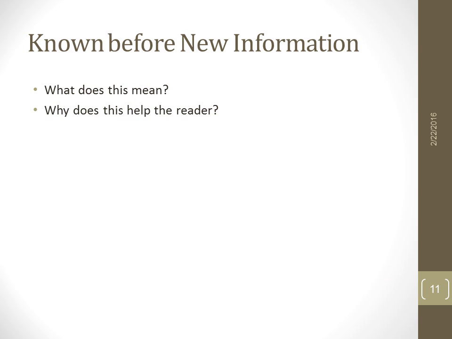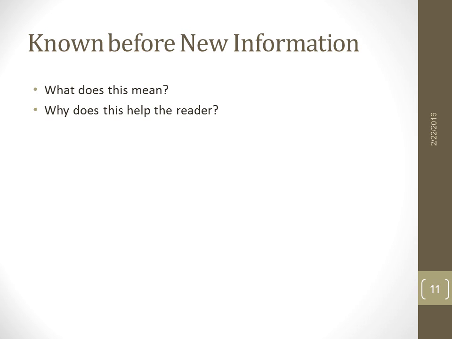Our next cohesive device is the idea of known before new information. So first of all, what does that even mean? Generally speaking, we write about what the reader knows before we introduce new or unknown information. That means that we're guiding them through the information that we want them to acquire.